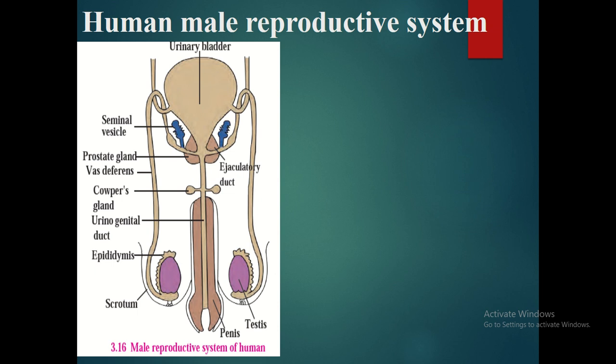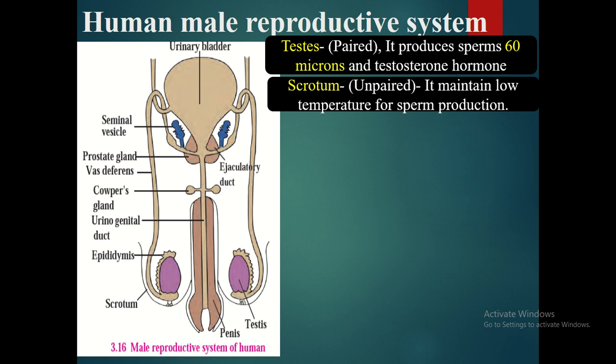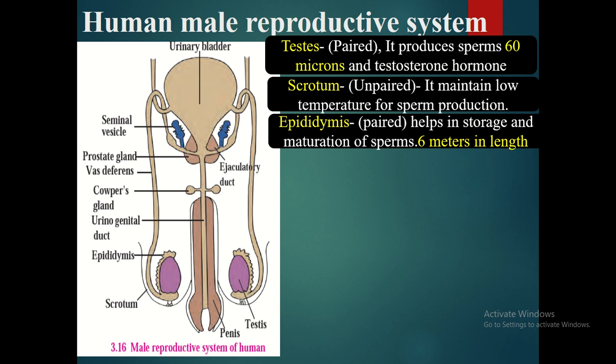So here I have mentioned the parts and their function. So testis, it is present in pair and produces sperms. The approximate size of sperm is 60 micron and it also produces testosterone hormone. Scrotum, it is unpaired. It maintains the low temperature required for the sperm production. Epididymis, it is paired. It helps in storage and maturation of sperm. The length of epididymis is approx 6 meter.